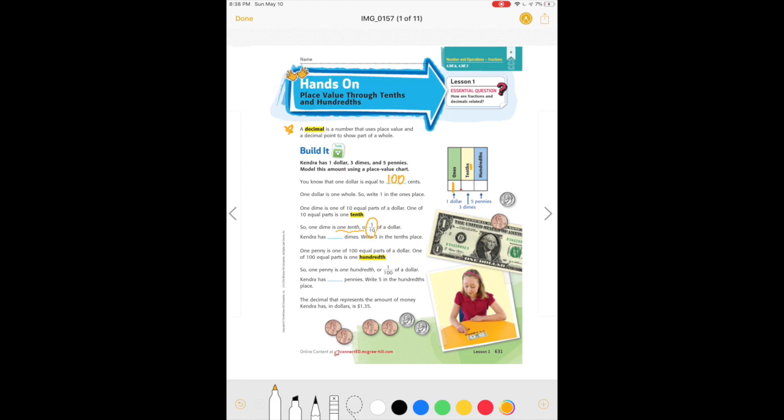Kendra has how many dimes? It tells us at the top that she has 3 dimes. So we write a 3 in the tens place.